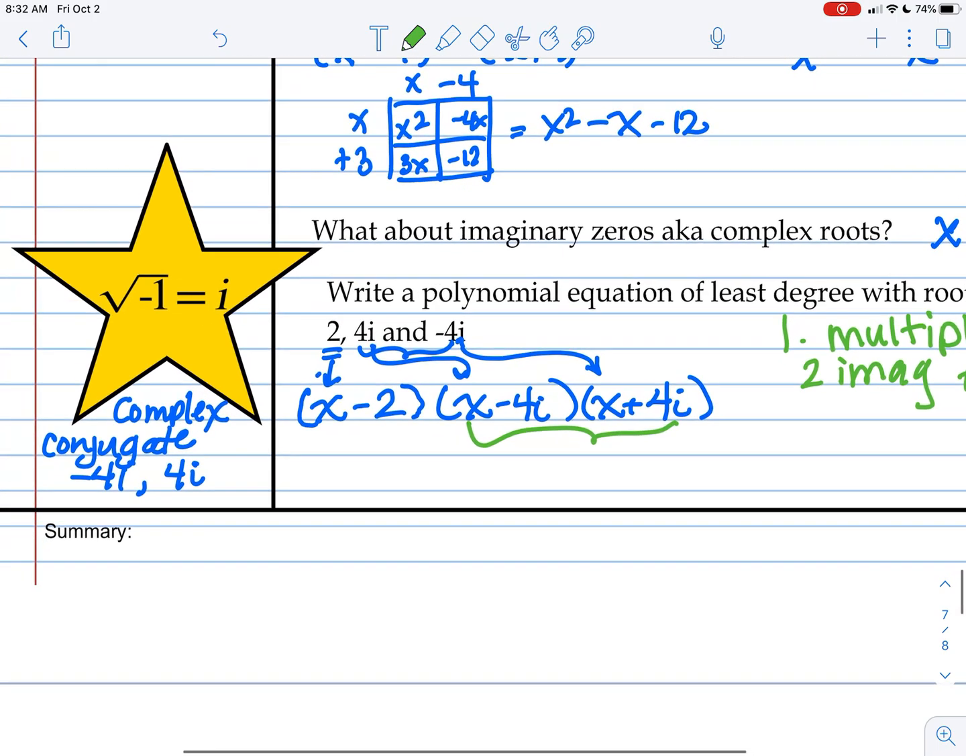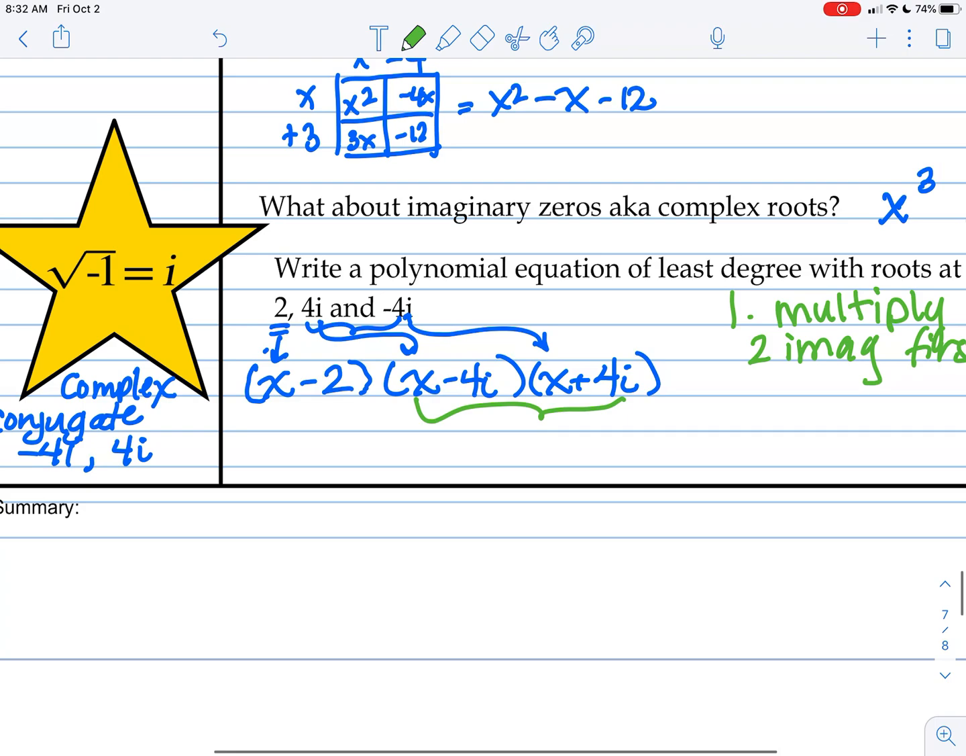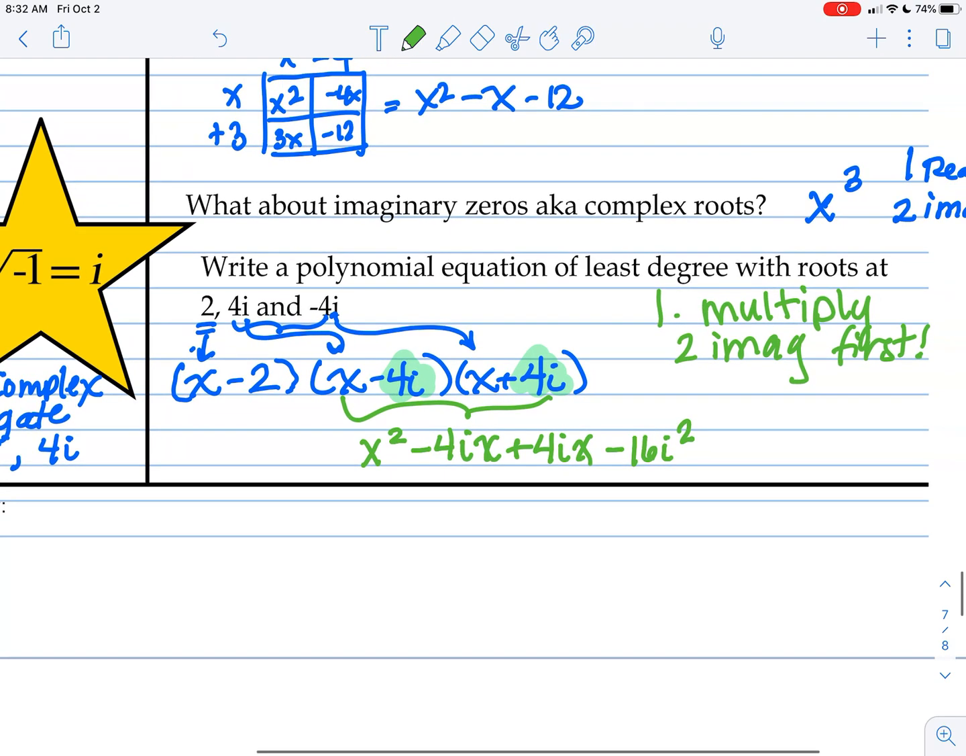So when I multiply these together and FOIL them, I'm going to get x squared minus 4ix plus 4ix. And here's where everyone gets tripped up. So 4 times 4 is 16, and i times i is i squared. Okay, so negative 4i times 4i is negative 16i squared. The goal here, you should have no i's left. Okay, that's your goal here. I hope you see that these cancel out. I have minus 4ix plus 4ix, they are gone. So now I'm left with this.